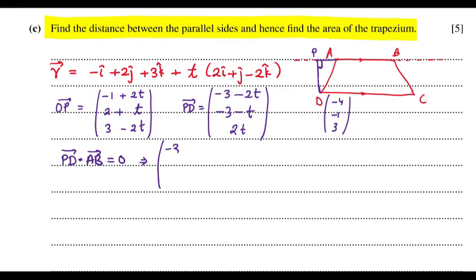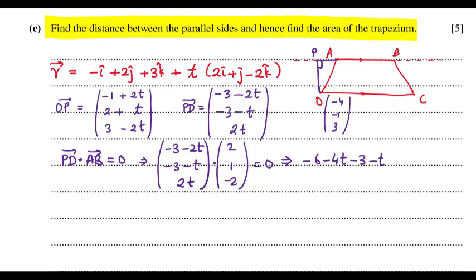We have (-3 minus 2t, -3 minus t, 2t) dot product with AB. AB is (2, 1, -2), this has to be 0, or we can say it is -6 minus 4t minus 3 minus t minus 4t equals 0. So it is -6 minus 3 is -9, and -4t minus t minus 4t is -9t, equals 0, or we can say t value is -1.